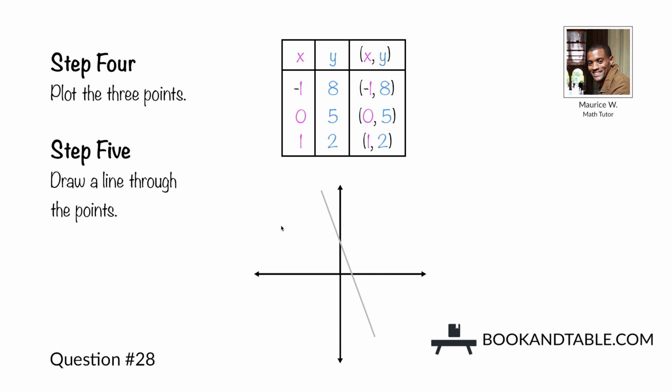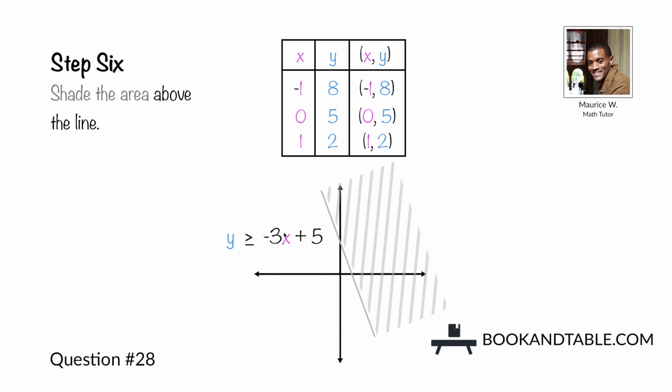And since we are looking to sketch y is greater than or equal to -3x plus 5, step 6, shade the area above the line. If you look at the y-intercept, this side of the line is greater than this side. So that's how you know you shade this part.